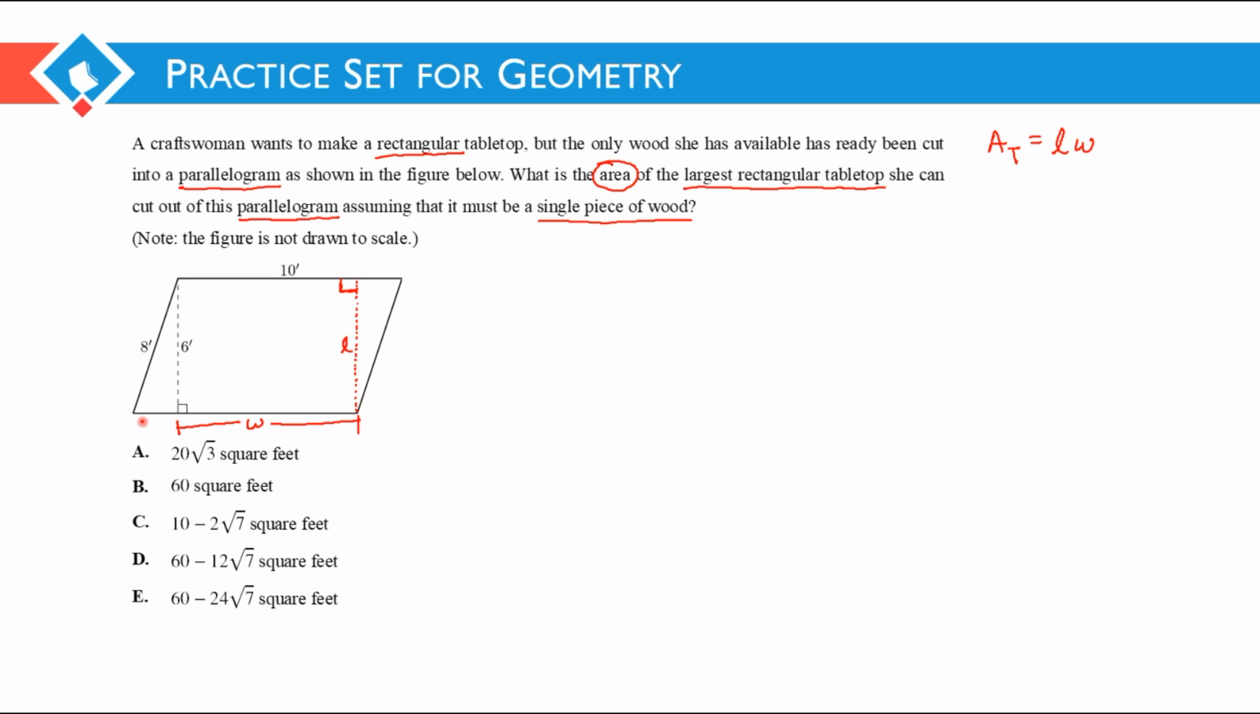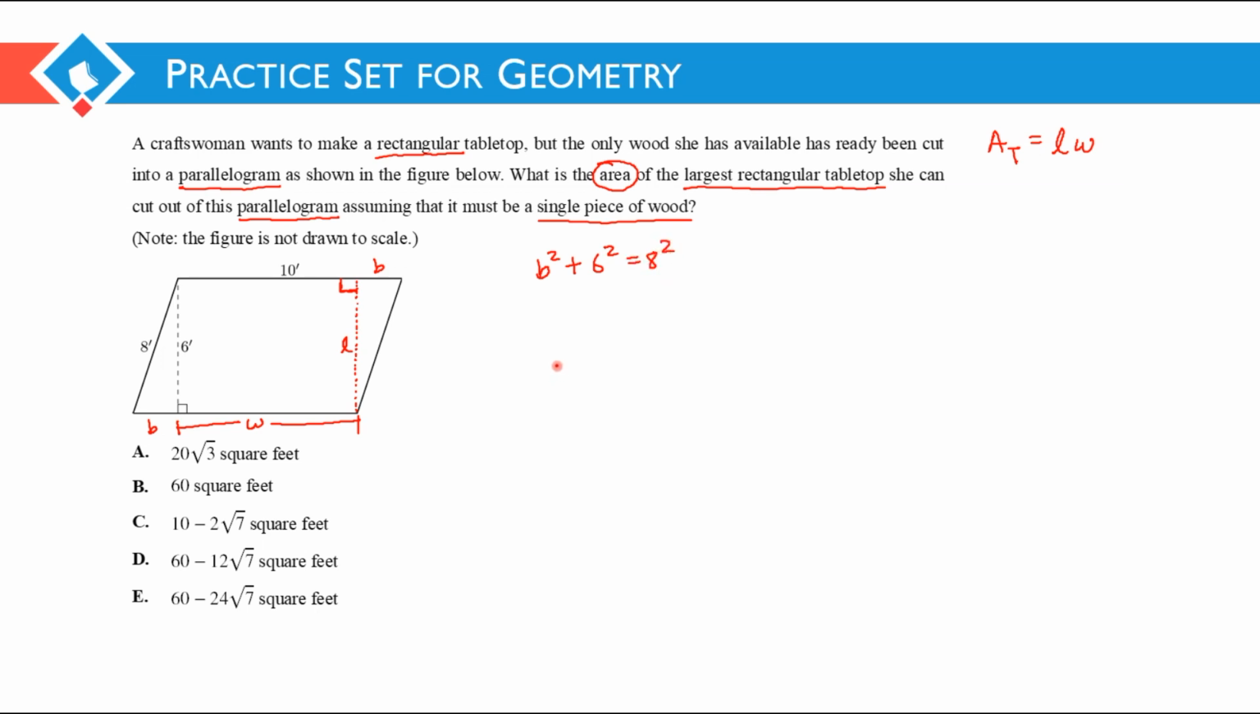If we know what this side right here is, we can subtract that off from this entire side length of 10. Let's call this side length B. And that means this is also going to be B by the definition of rectangles and parallelograms. So we can set up a Pythagorean identity right over here. B squared plus 6 squared is going to be equal to 8 squared.